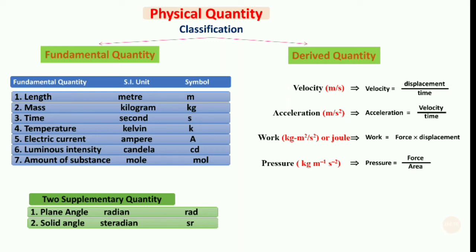It means that velocity depends on displacement and time, that is displacement having its own fundamental unit, meter, and time having its different unit, second. So derived quantity velocity depends on meter and second, that is, it is made up from two fundamental units. So derived quantities depend on two or more fundamental quantities for their measurement.